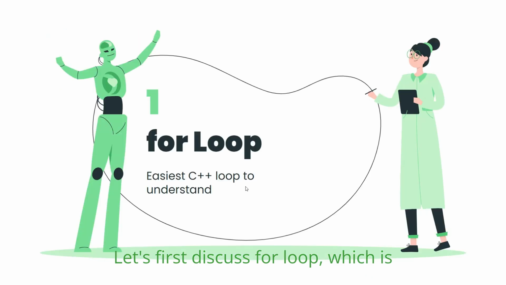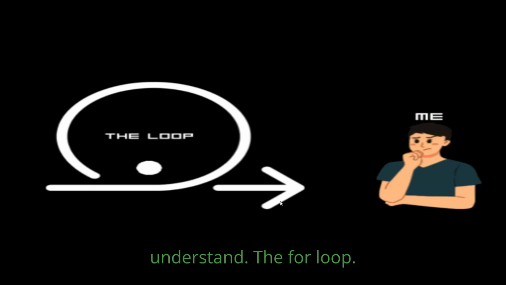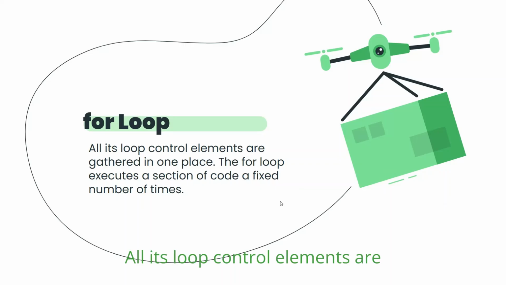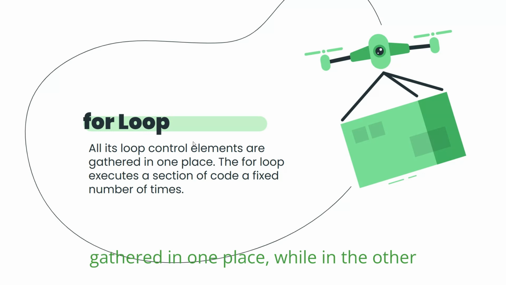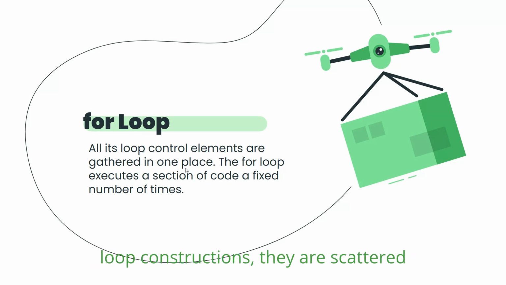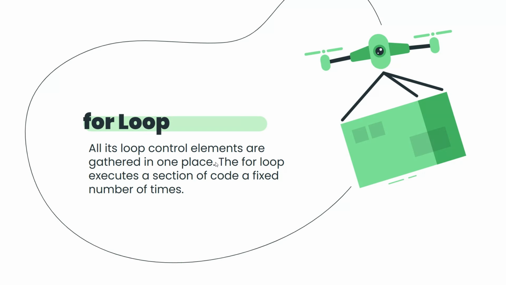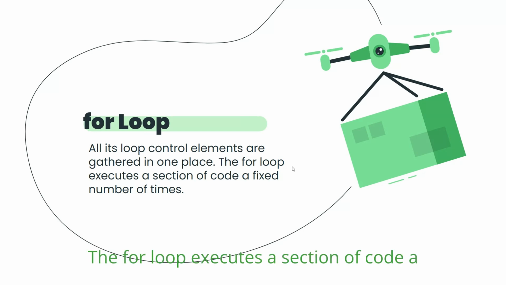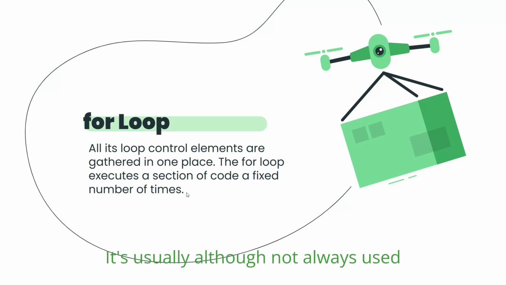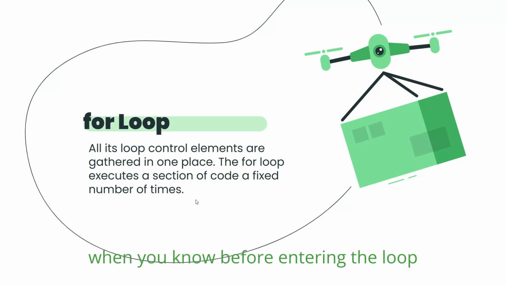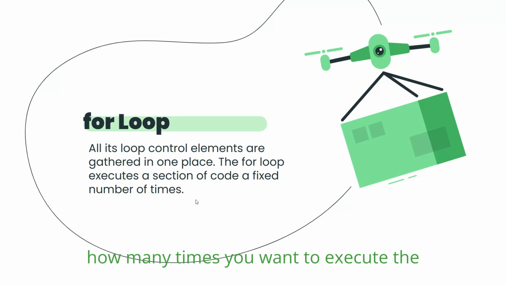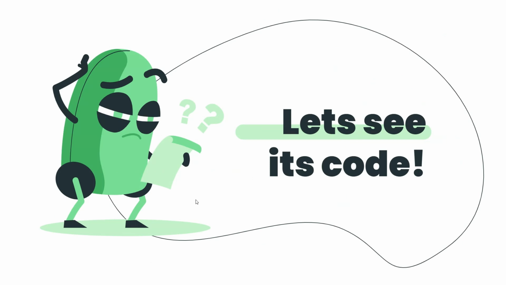Let's first discuss the for loop, which is the easiest loop in C++ to understand. In the for loop, all its loop control elements are gathered in one place, while in the other loop constructions they are scattered about the program, which can make it harder to unravel how these loops work. The for loop executes a section of code a fixed number of times. It's usually, although not always, used when you know before entering the loop how many times you want to execute the code. Let's see it with the help of an example.